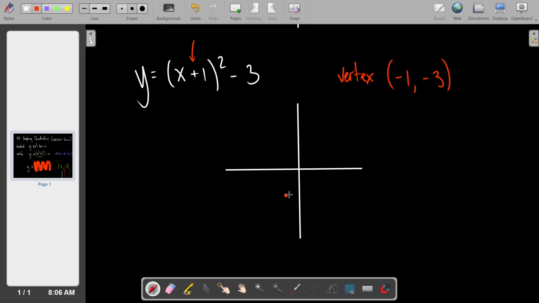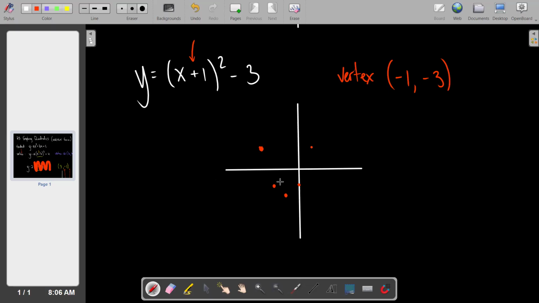It's the normal one, right? So like if I go out 1, I just go up the normal 1. If I go out 2, I go up 4. And so this is just our standard default unmodified parent function, just relocated someplace else. Okay. Do you have any questions about vertex form?